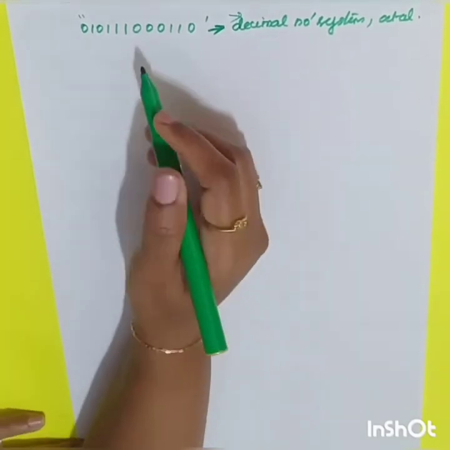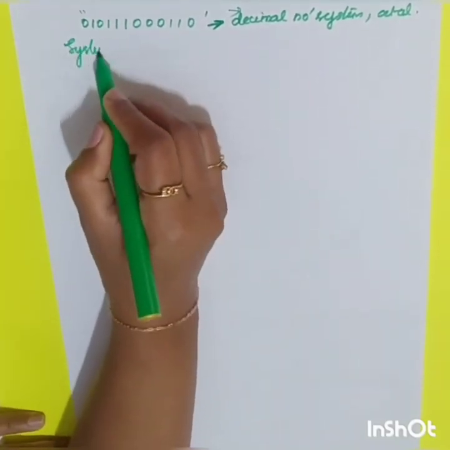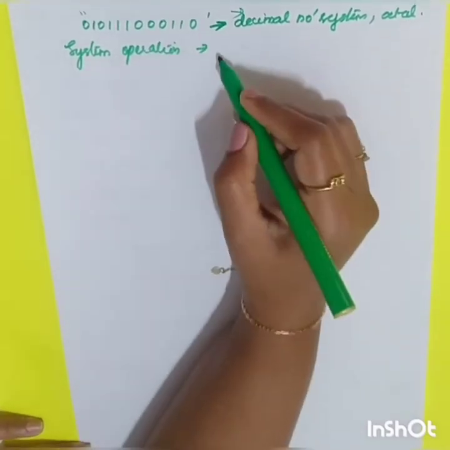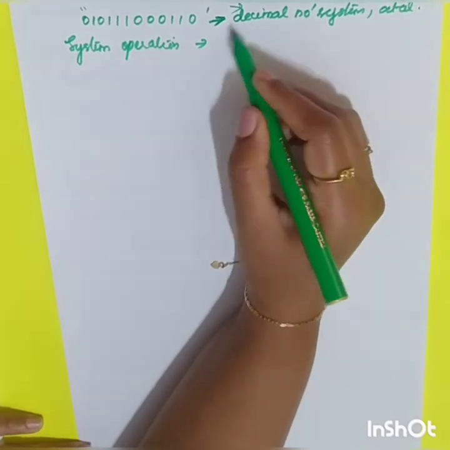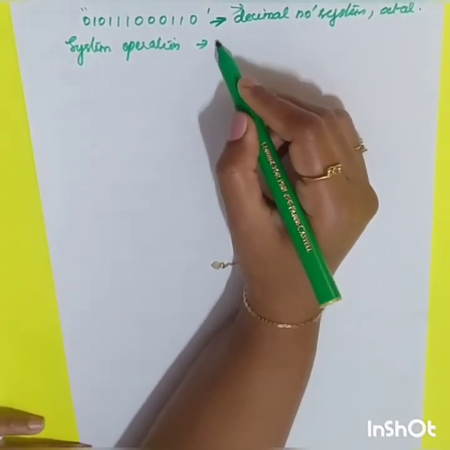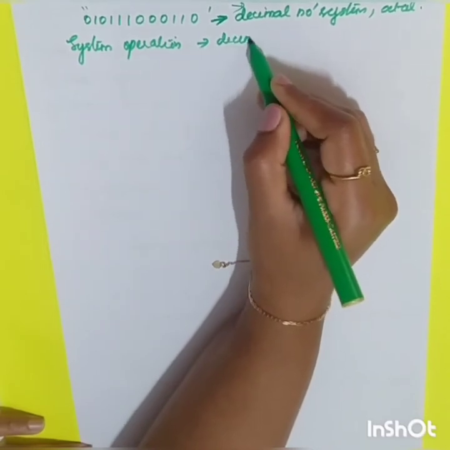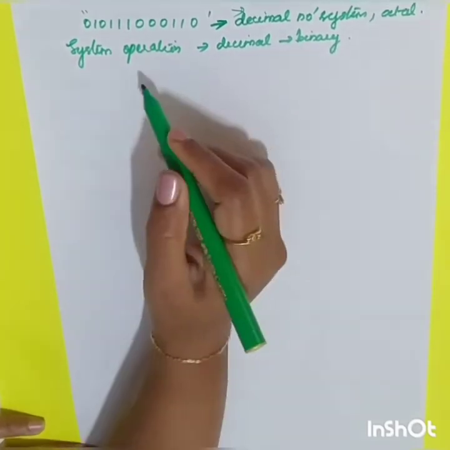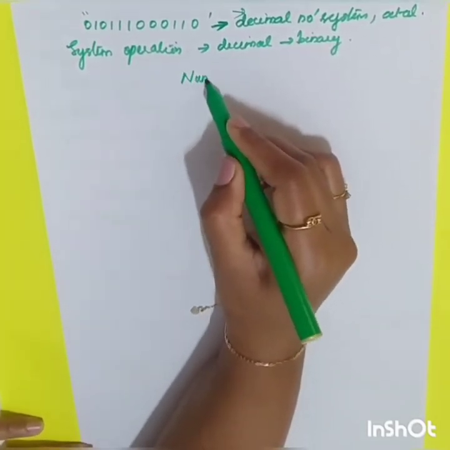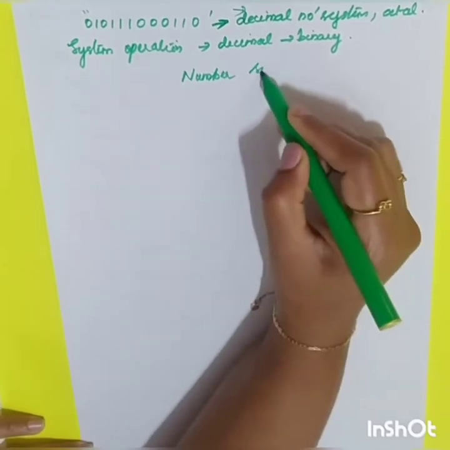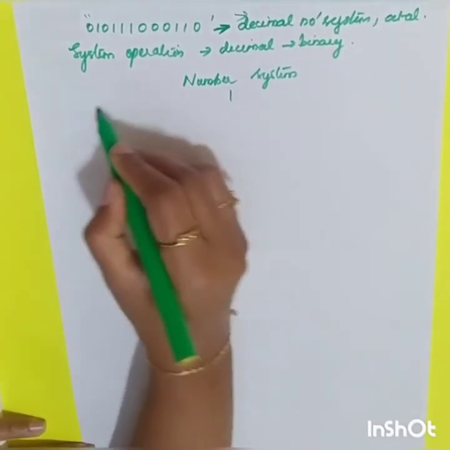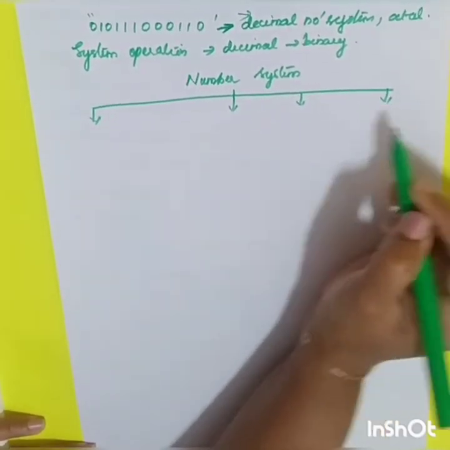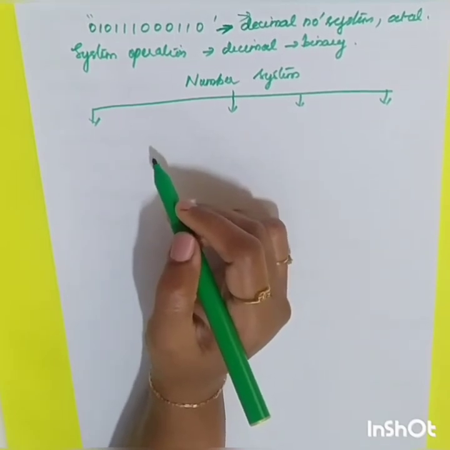So the system operation must have the capability to convert numbers from one number system to another number system, okay? From decimal to binary, because the computer processes only zeros and ones, right? In general, number systems can be classified, and there are 4 types of popularly used number systems.